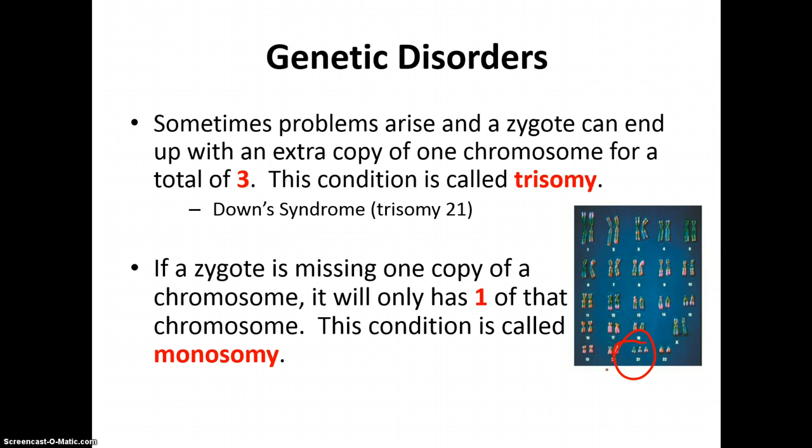If a zygote is missing one copy of a chromosome, it will only have one of that chromosome, and this condition is called monosomy. Turner syndrome is an example. That's when, instead of having an XX or XY, you just have an X on that 23rd chromosome.